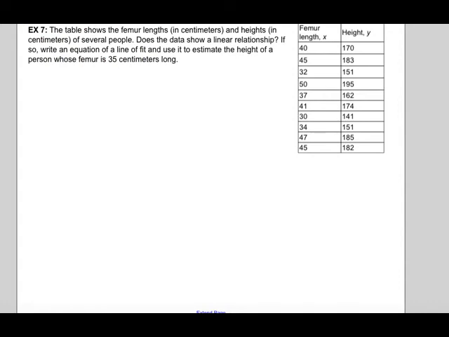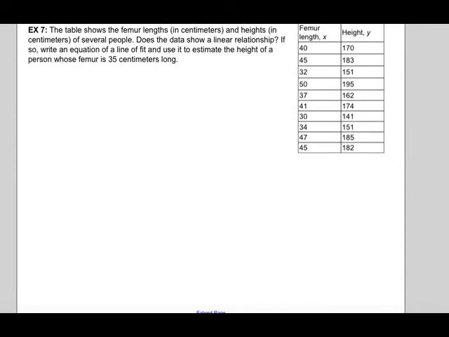Okay, for the last example, we're going to look at femur lengths versus height of several people. If you look here, they measured the femur lengths of several people and their actual heights. Okay, it is in centimeters. Does the data show a linear relationship? Well, the easy way to look at this is to put them in order visually and think about, are they both increasing? It looks like, as my numbers increase on the left, my numbers tend to increase on the right. So yeah, it's probably a linear relationship.